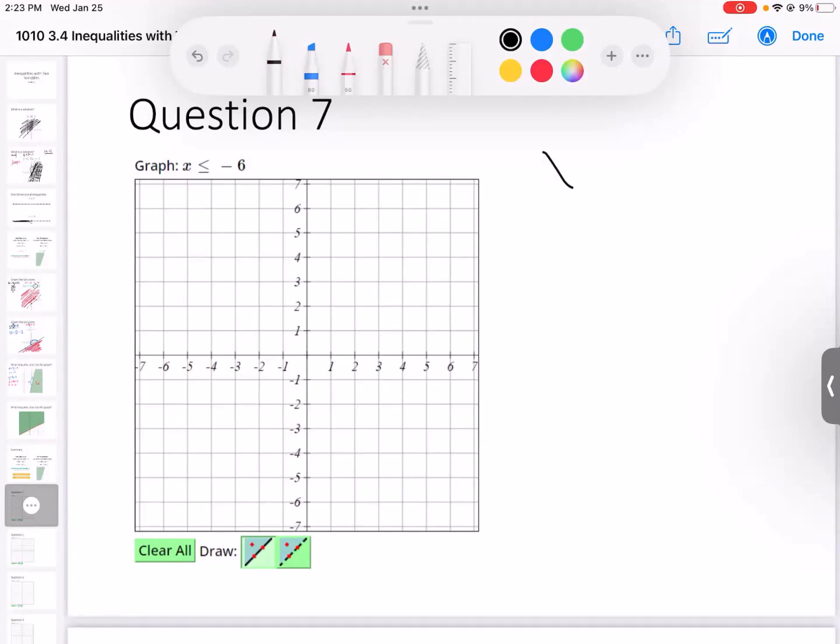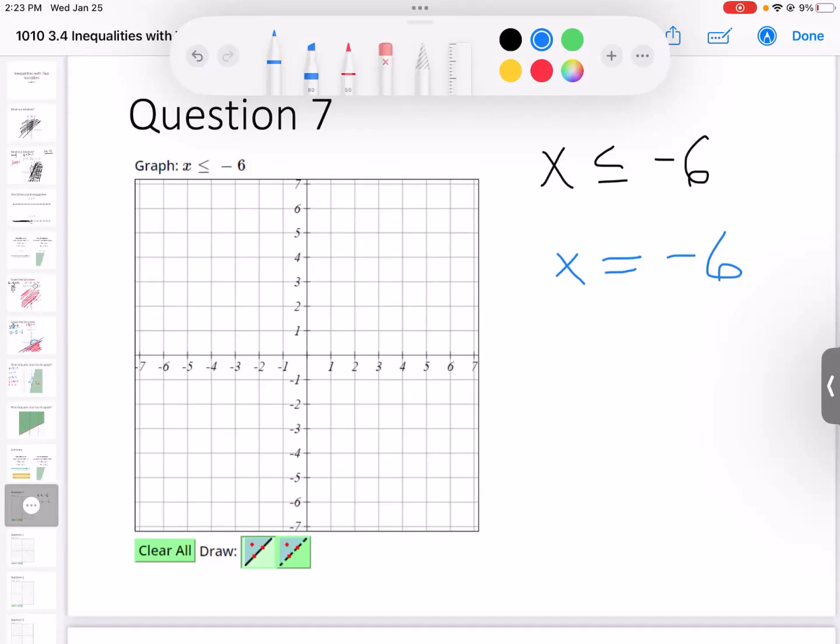All right, so on my number 7, I have the inequality x is less than or equal to -6. And this one's a little bit different than the ones we were working with, just because there's not a y in it. But we still go through the same process for graphing it. So I'm going to think about, how would I graph the line x equals -6? Show me with your arms, what would that look like?